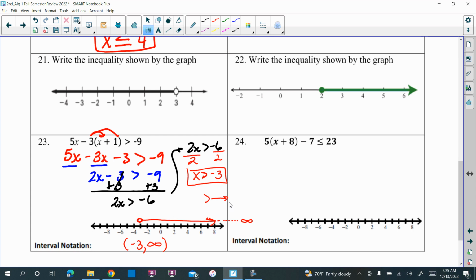Try out 24, and that takes care of the first set. We'll have a different video to help you with the next set.